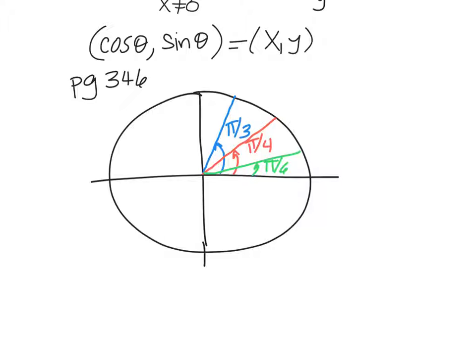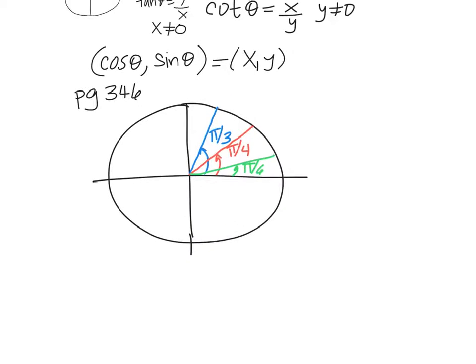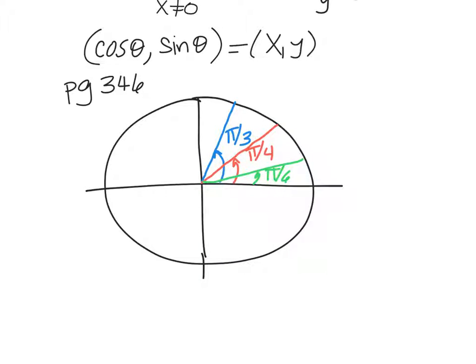Okay, so I'm doing this in radians. So pi over 3 is 60 degrees, pi over 4 is 45, and pi over 6 is 30. Now, on this unit circle, and using your special triangles that we learned last week, at exactly pi over 3 on the unit circle, that is the point 1/2, radical 3 over 2.